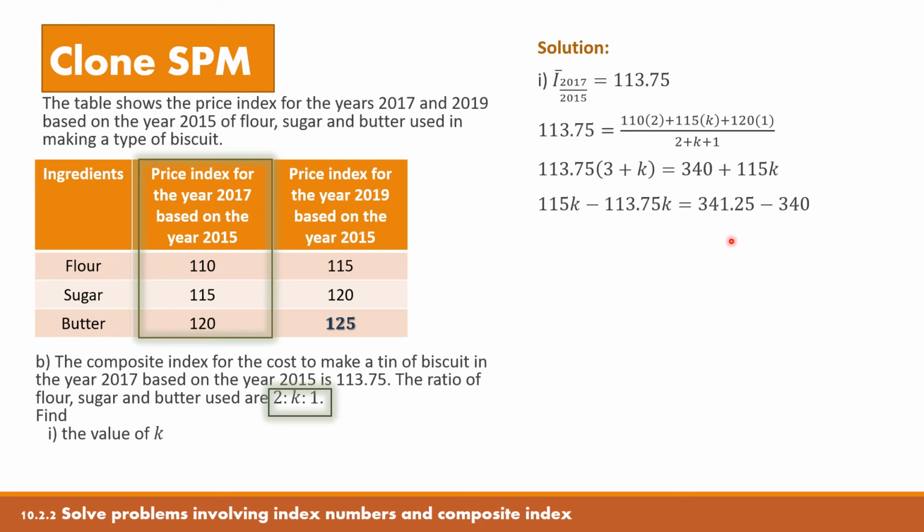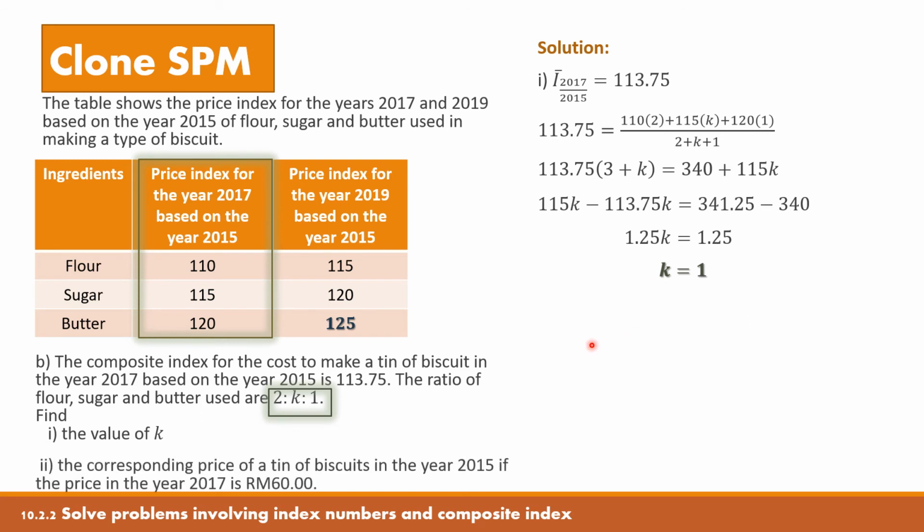113.75K equals 341.25 minus 340. By solving this algebraic equation, we will have 1.25K equals 1.25. And easily we will get the value of K, which is equivalent to 1.